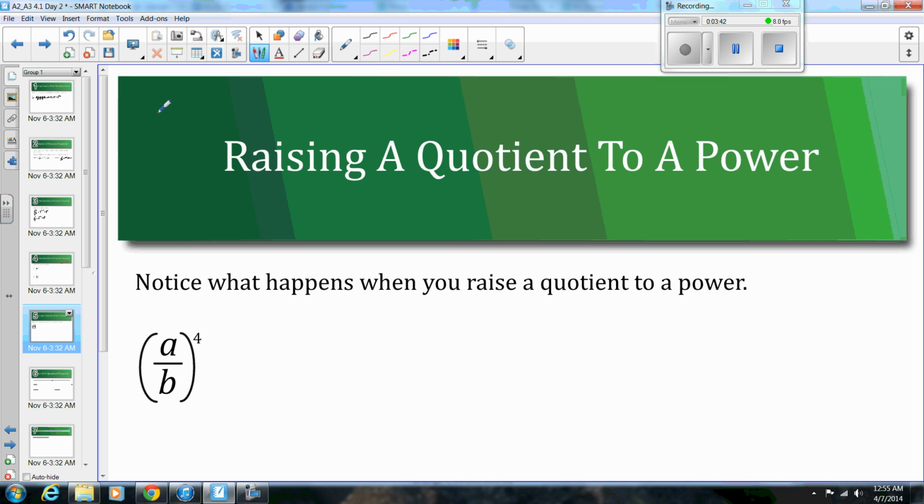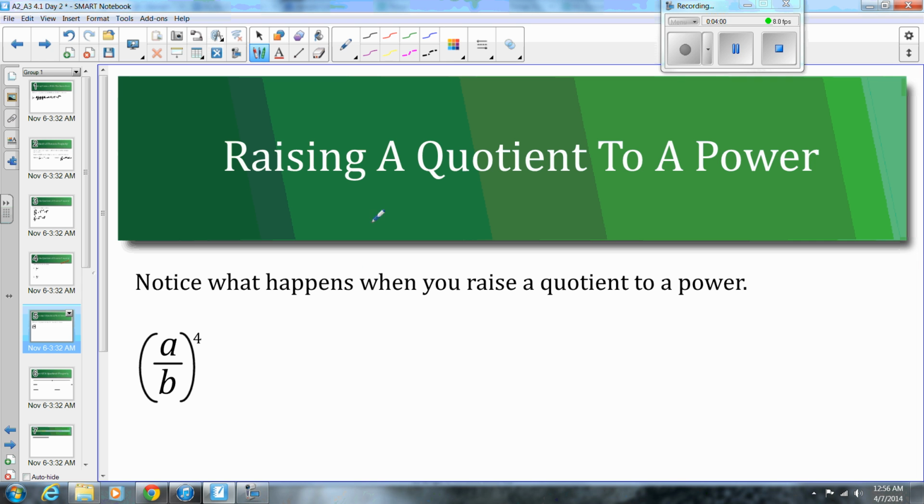Okay, now we are raising a quotient to a power, meaning that I'm raising a fraction. A quotient is really just a fraction. It's a divided by b, but this is when you raise a fraction to a power outside of parentheses. So a over b raised to the 4th power. So let's take a look exactly what that looks like.